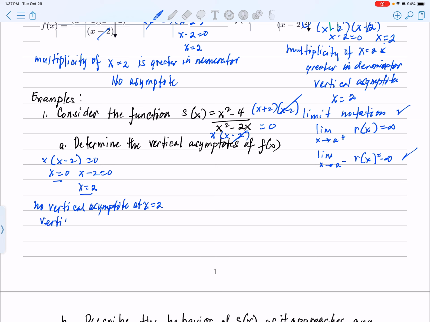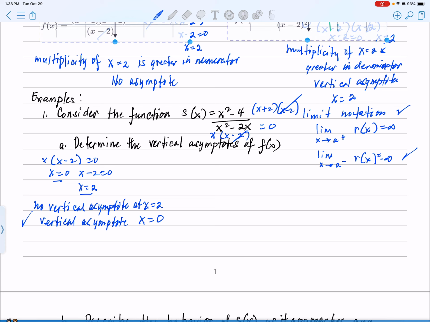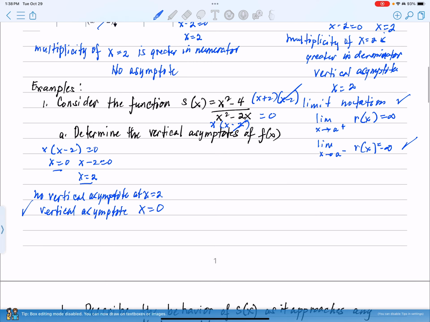Where is that vertical asymptote? What's the other one? At x equals 0. This is our vertical asymptote. The other one, because x equals 2 is being cancelled in the numerator as x equals 2. Okay? So, even though there is not a vertical asymptote at x equals 2, there is still something special happening. Then we'll learn about this later on. Okay.